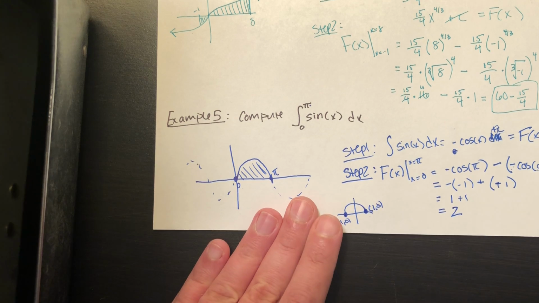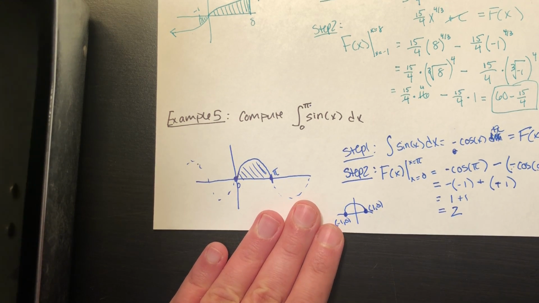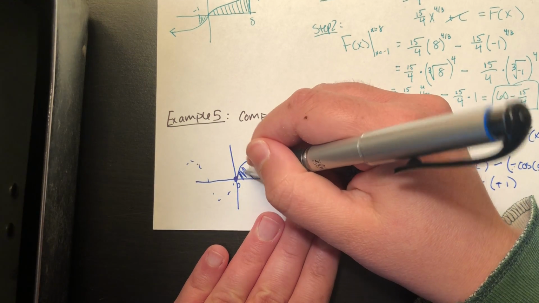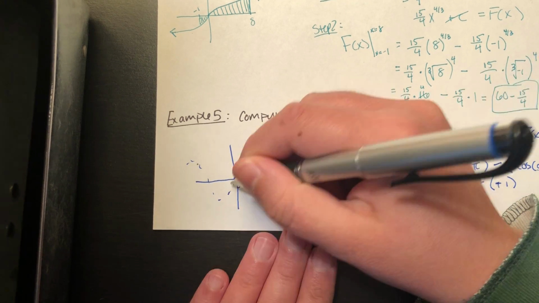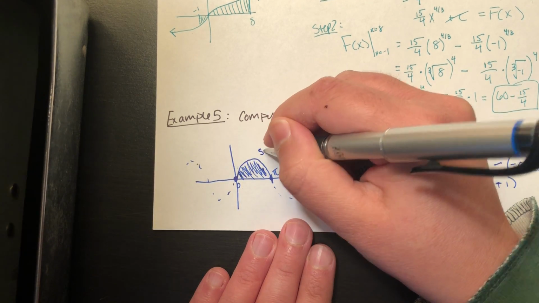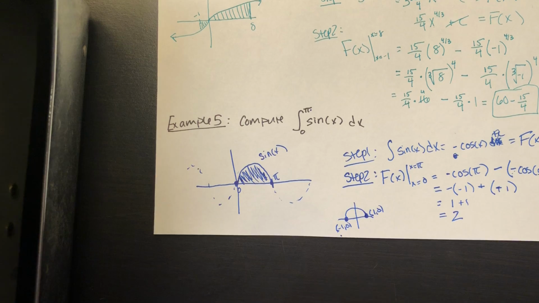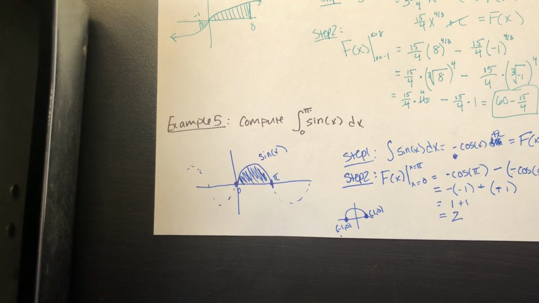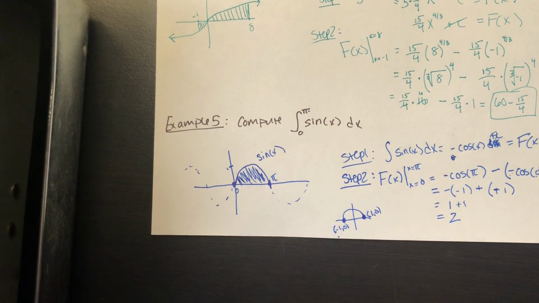This area is 2. That's kind of a fun fact, that the area underneath the curve between 0 and pi of the function sine of x is 2 units squared. It goes all the way up to 1 here, so that's kind of fun.